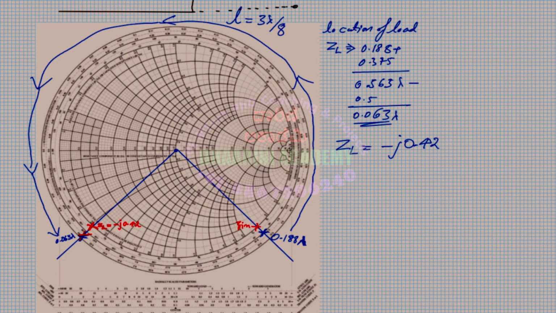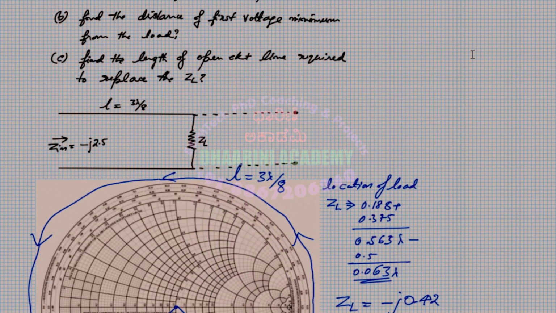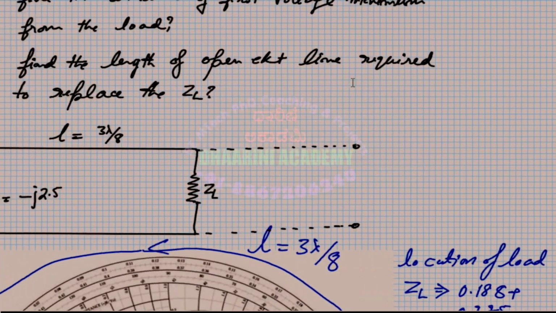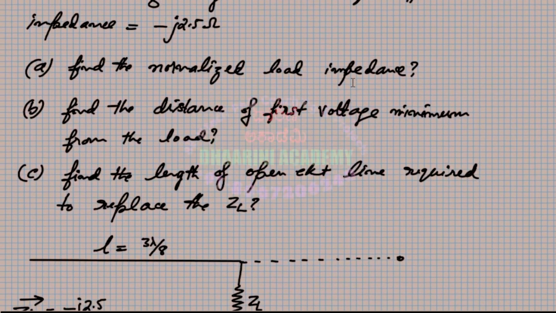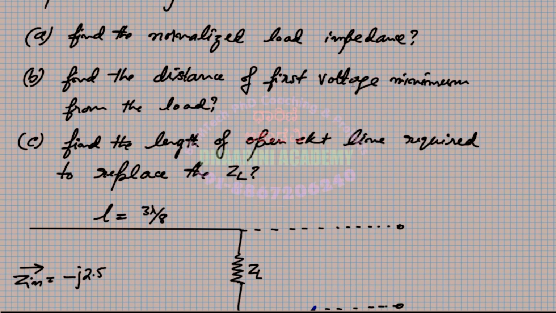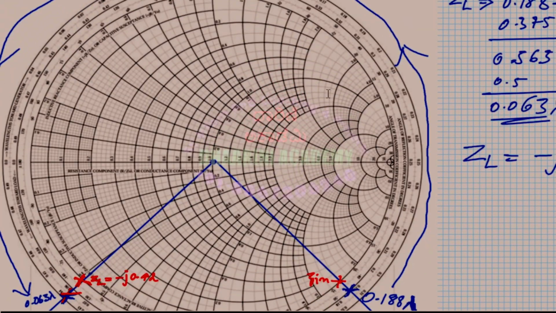Now you see, the first question is over, right? What is the impedance? We could answer. First part: find the normalized load impedance. Second part: find the distance of the voltage minimum from the load. So how do you find that out? I think we have solved a similar question, right?